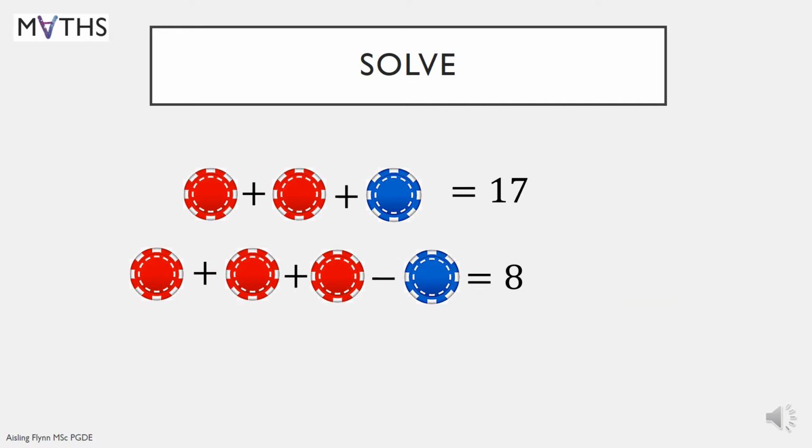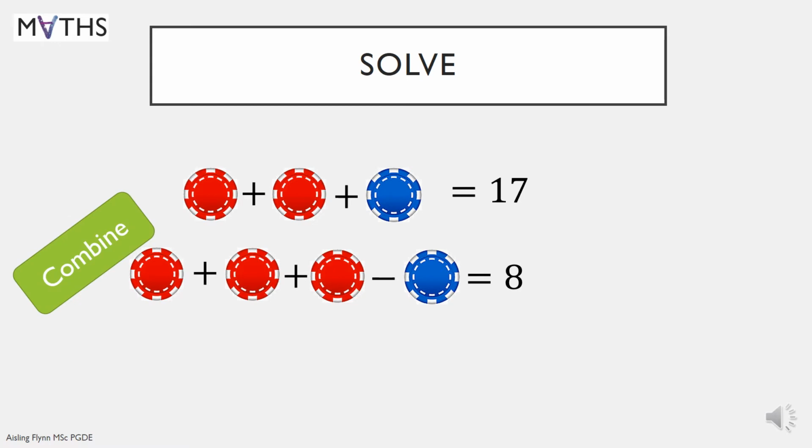So here's some more information. So we have the same equation as before. 2 red plus a blue gives 17. But also 3 red take a blue gives 8. So we're going to use these 2 pieces of information together, or use these 2 pieces of information simultaneously. Okay, and we're going to combine them.